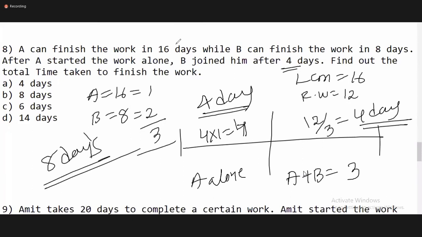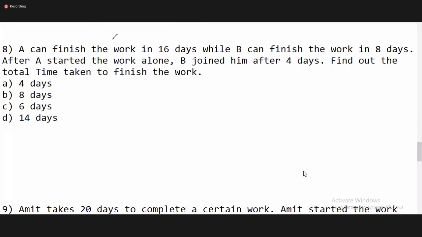Okay? Guys, tell me. I have a question. B worked for how many days? It's very simple. B worked for this region only. This region is completed in how many days? 4 days. So then B worked for what? 4 days.